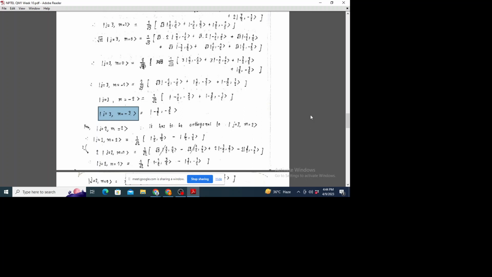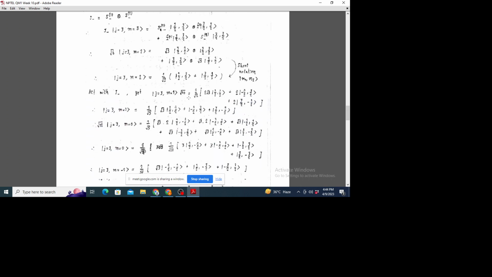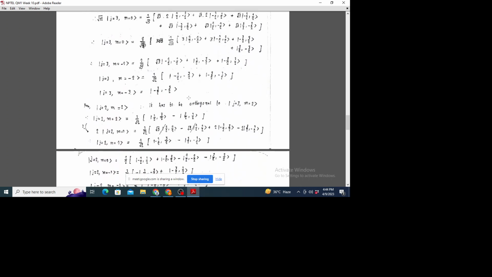So that much is fine. But what to do? J equal to 3 is not the only possibility. There will be states with J equal to 2 also, as we know. And J equal to 2 will have M equal to 0, plus minus 1 and plus minus 2. So how to find J equal to 2, M equal to 2?